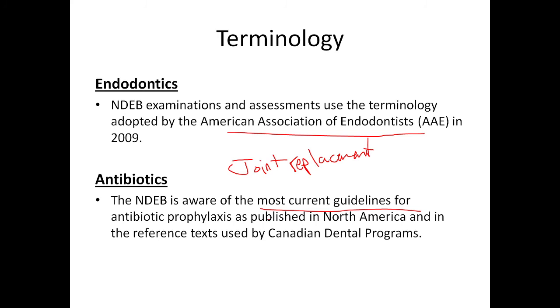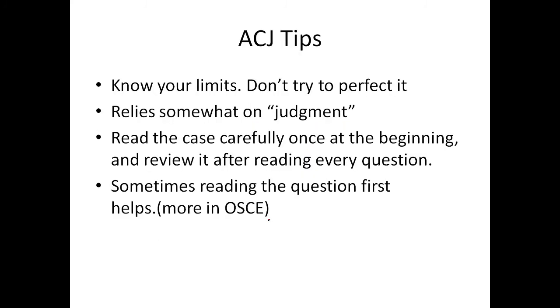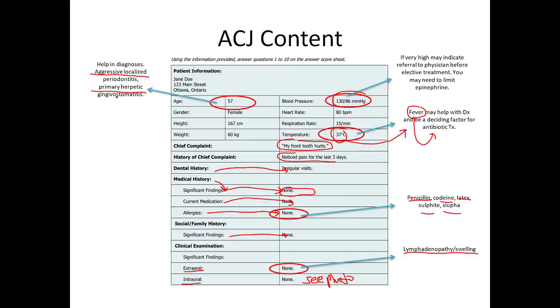And that's it. So that's an introduction. That's pretty much some tips about ACJ just to begin with, and you'll probably start to understand this more as you go. Okay? Know your limits. Don't try to perfect it. So when it comes to ACJ, the AFK mentality should go away. You should try to get high marks, but you don't have to get 100%. When you accept the fact that you don't need to get 100%, you start allowing some of these options to go, like we said here.